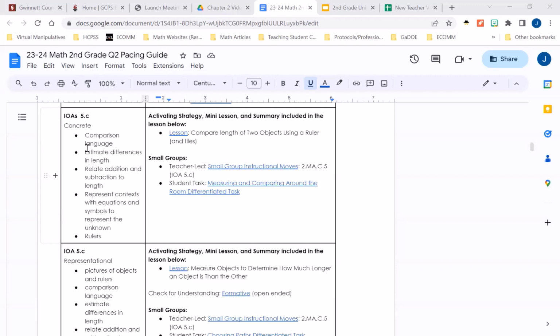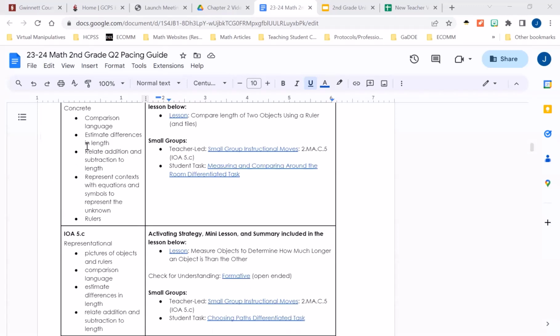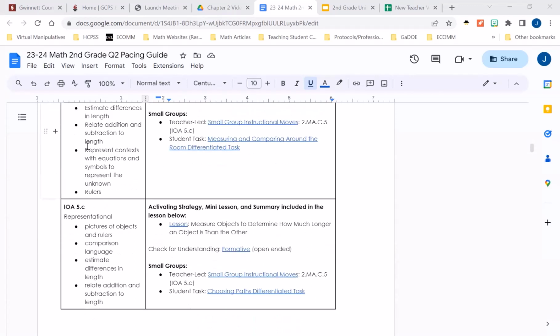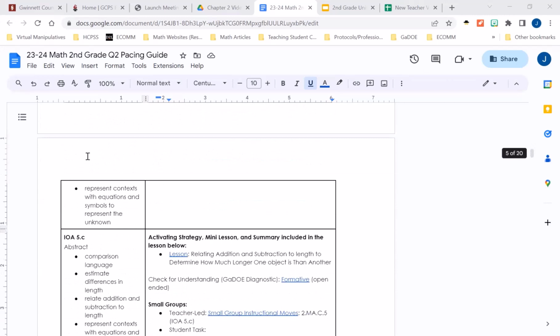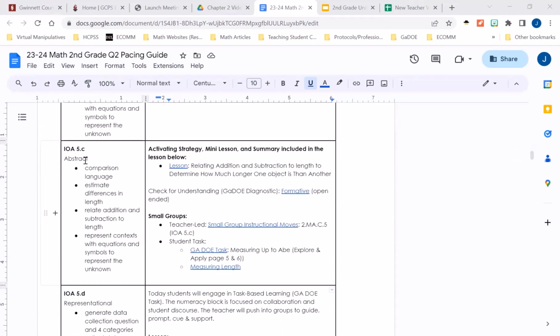The progression over the 3 days consists of students using measuring tools to measure and compare the length of 2 objects. Students progress to comparing the length when given pictures of objects and measuring tools. Students represent the context with equations and symbols for the unknown. And finally, in the abstract, students move to visualizing the measurements and writing equations to determine how long one object is than another. Students will use comparison language to reason about their answers.